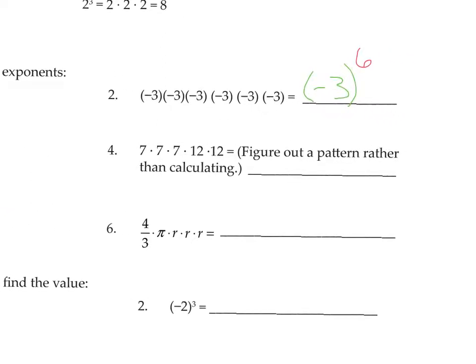All right, on number 4, we actually have two different numbers being multiplied. We have 7's and we have 12. So that means there's two different bases. So we can write them individually. There's a 7 and a 12. Each one will have their own exponent. So how many 7's? There are 3 7's multiplied together, so that's 7 cubed. There are 2 12's. So we say squared. That is 12 squared when the exponent is 2.